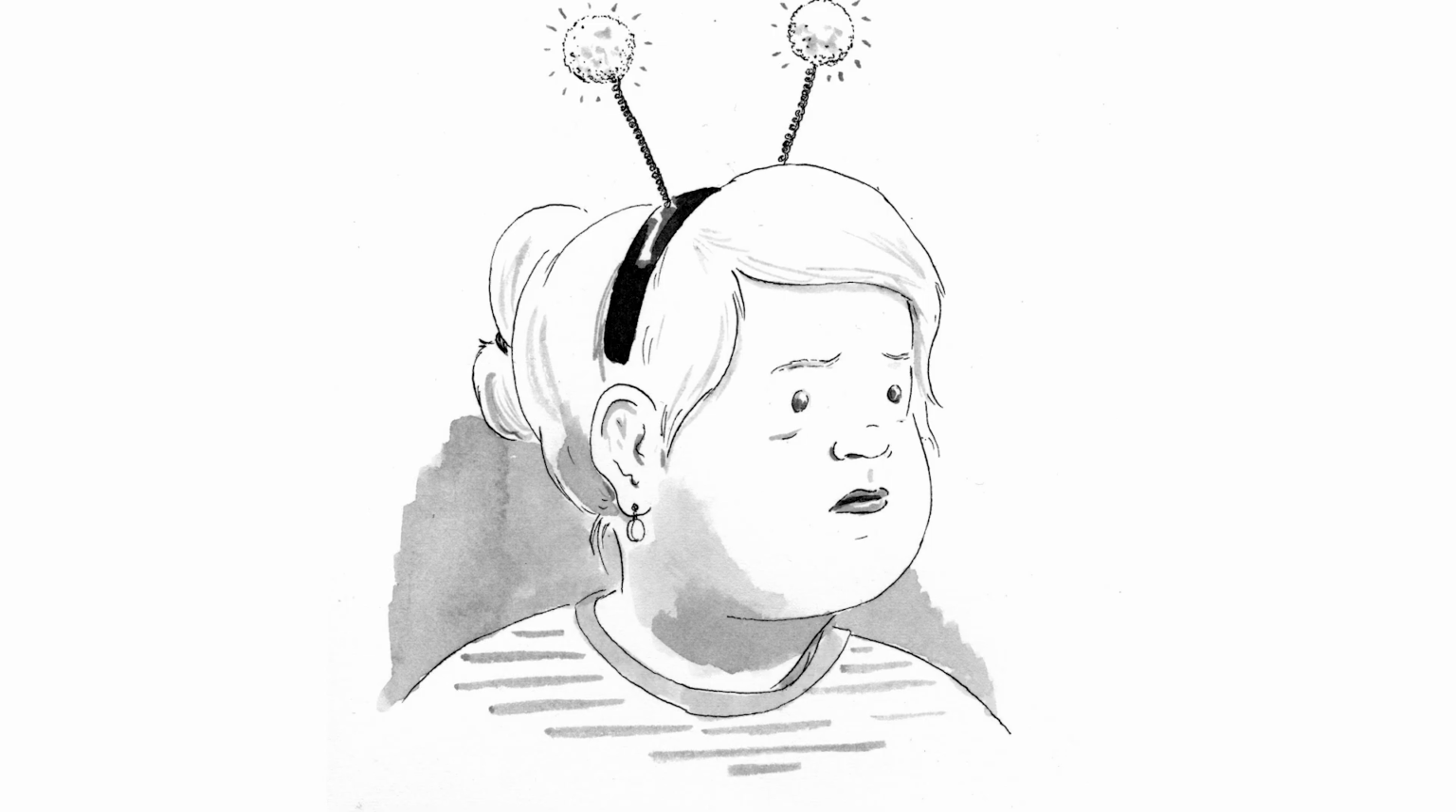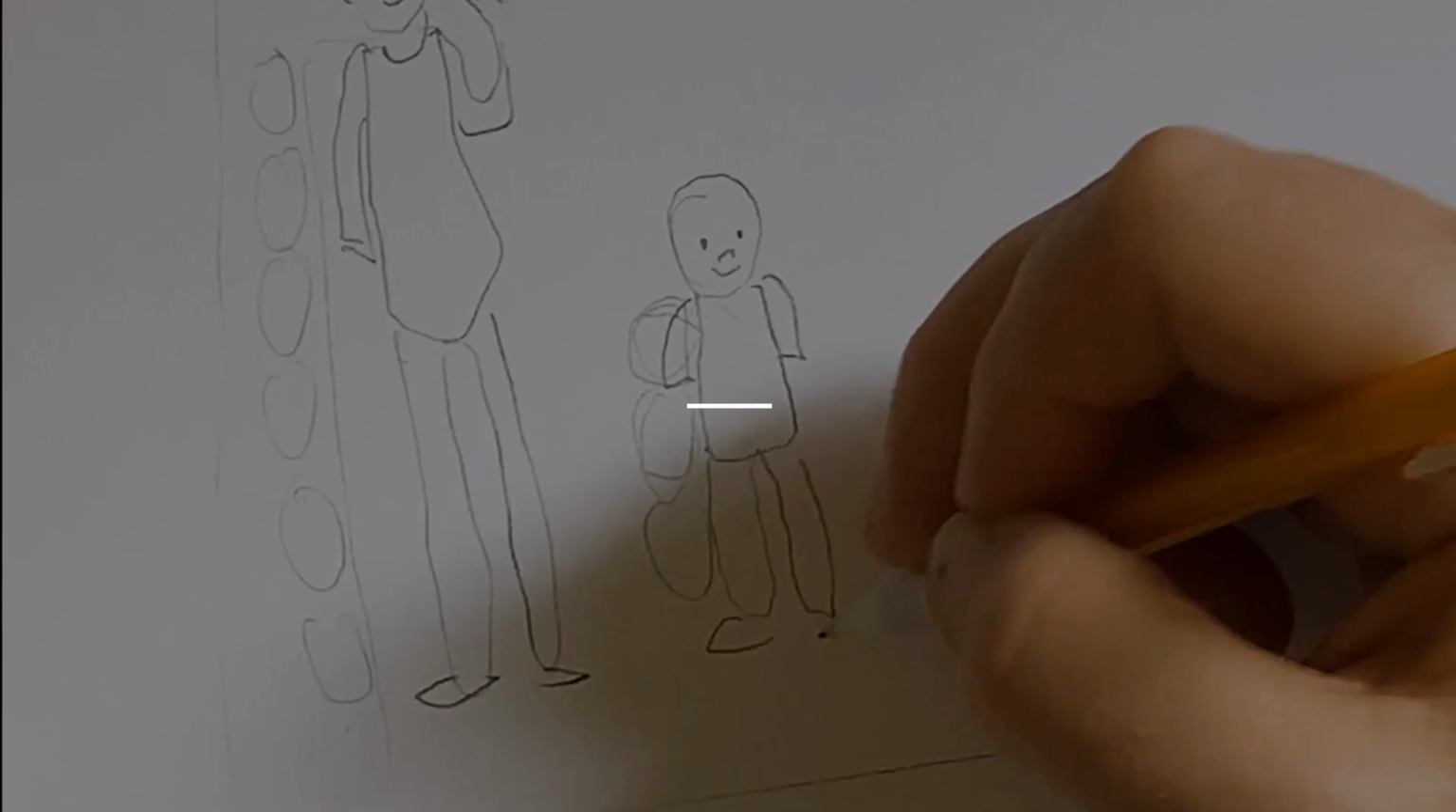I'm Emily Flake, and I'm a cartoonist for The New Yorker, and today I'm going to show you how to draw a kid.